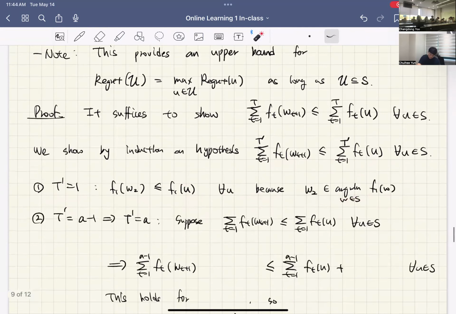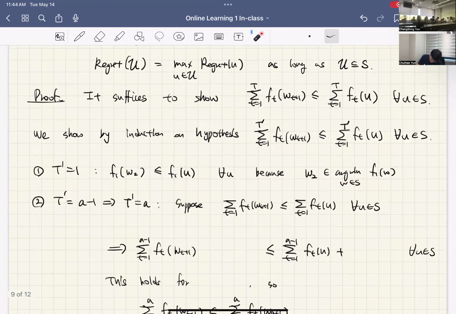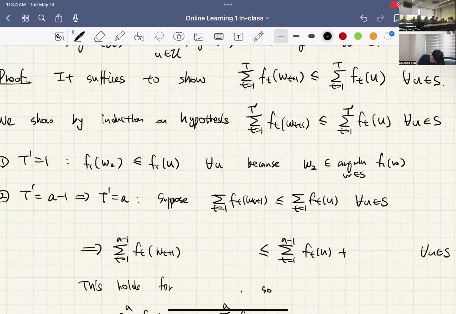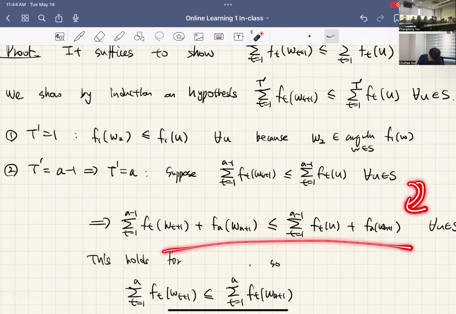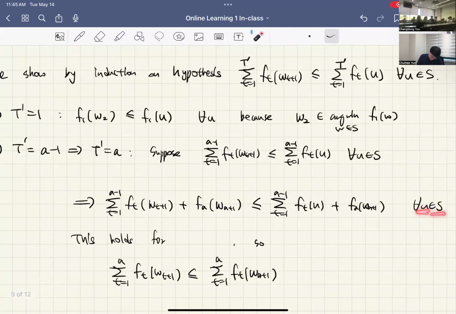Okay, what about the inductive case? In the inductive case, given the inductive hypothesis holds for a minus one, we have to show that the inductive hypothesis holds for a. For that purpose, let's suppose that this inequality holds where we sum to a minus one. So this is given to us. Now we can consider adding the same term to both sides. So we can add f_a evaluated at w_{a+1} on both sides. But this should also be true from our inductive hypothesis, right? And this holds for any u inside S. So this specifically holds for u being equal to w_{a+1}.